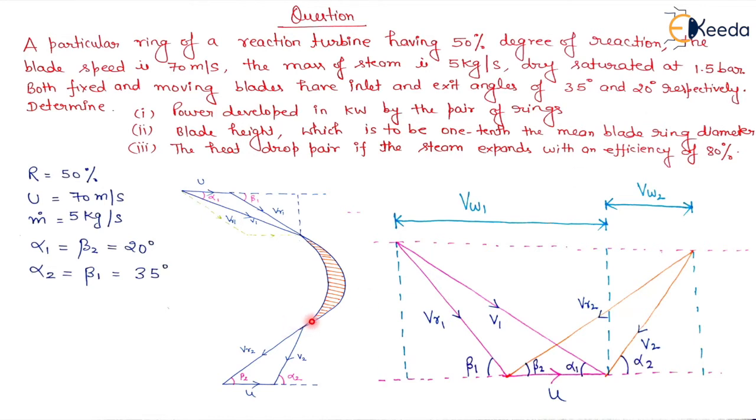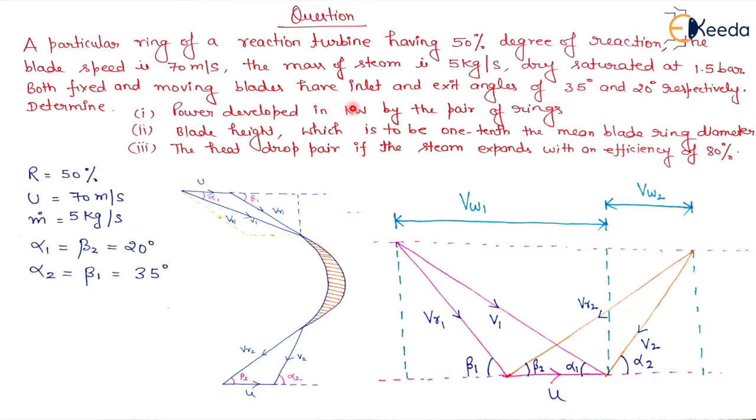So in this case, outlet angle for blade is beta 2. So beta 2 is also 20 degree. That means alpha 1 is equal to beta 2 is 20 degree. I think it is clear. Now about 20 degree. Now what is about 35 degree?